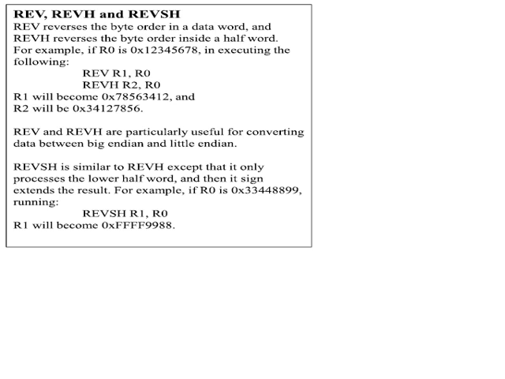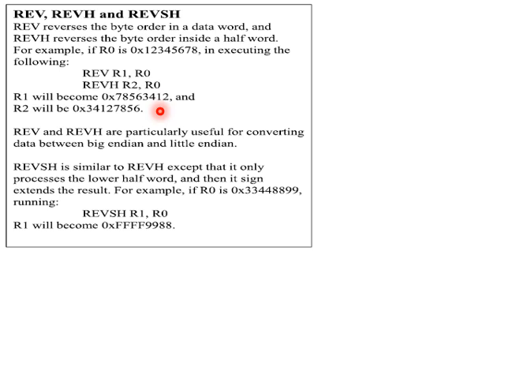REV reverses the byte order in a data word, and REVH reverses the byte order inside a half word. Word means 32 bit, and this is 16 bit. Say for example, R0 has 12345678. REV R1, R0, and also REVH R2, R0. What will it give? After executing, R1 will become 78563412.